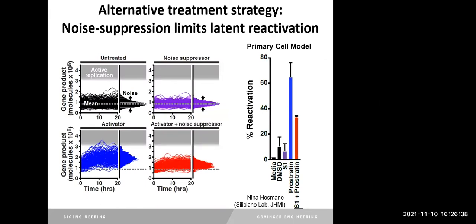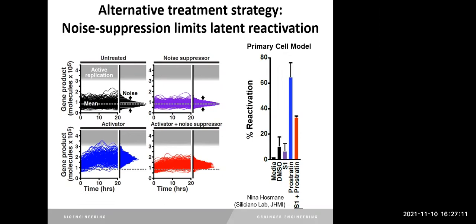I mentioned earlier that there's, other than trying to shock latency and destabilize it, there's the opposite approach of forcing it into a deep latent state called block and lock. You can use noise suppression to actually pull down an endogenous reactivation event, signaling event that would destabilize latency. And you can see that here in the simulations, and it works out in the theory as well, that an activator with a noise suppressor would pull down reactivation events.